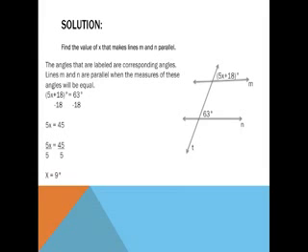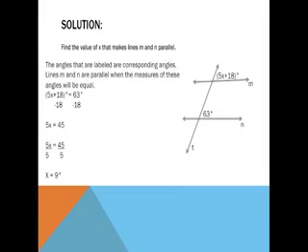Alright, so the angles that are labeled on this problem are corresponding angles. And since we want lines m and n to be parallel, that means the angle measures will be equal. Therefore, we are going to set up the equation that says 5x plus 18 degrees is equal to 63 degrees. From here it is a two-step equation.